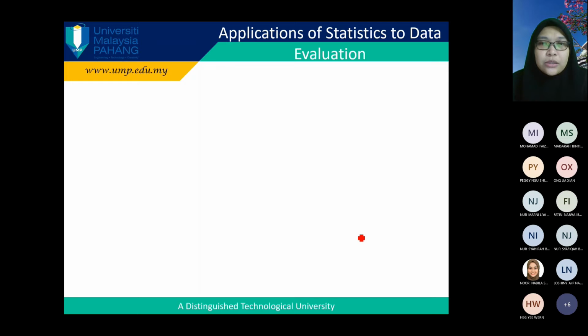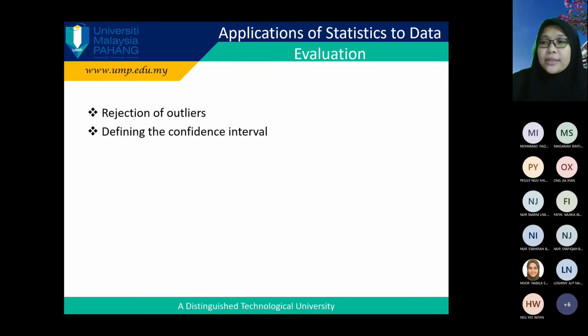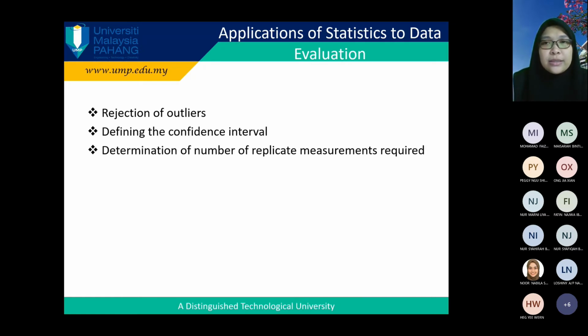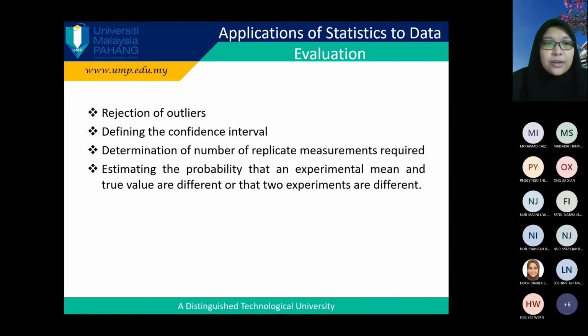So now we look at the application of statistics to data evaluation. What is the use of those statistics? The first one is when we want to reject an outlier. Outliers usually can be seen when you construct a calibration curve, but we didn't go to that calibration curve yet. It is in chapter 5.